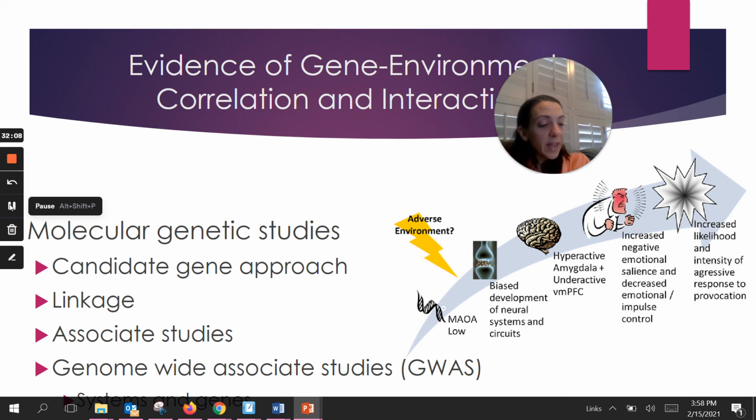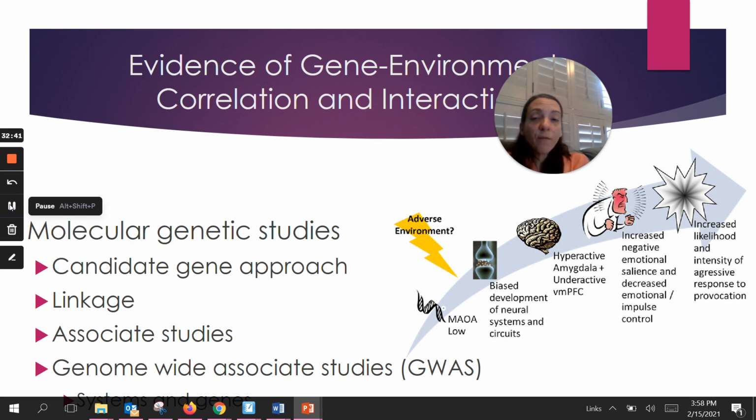So they use genome-wide association studies, or GWAS. This scans the entire genome instead of just regions. The association with a specific gene variant and the phenotype suggests gene-environment correlation. But an interaction between a specific gene variant and environmental factor indicates a gene-environment interaction.